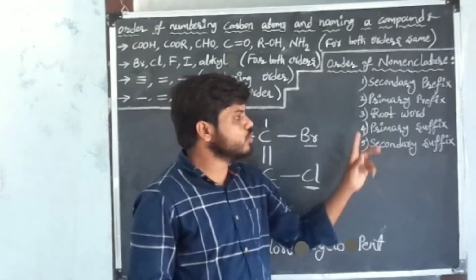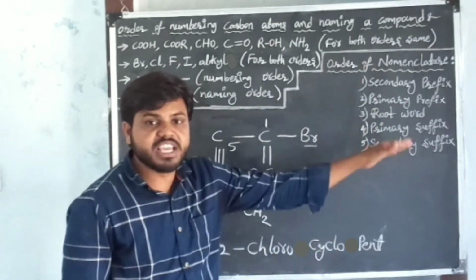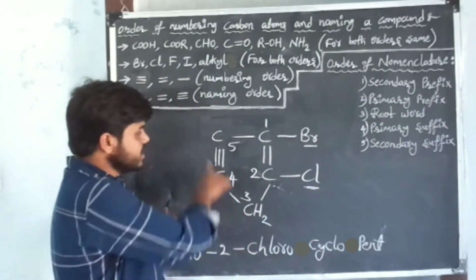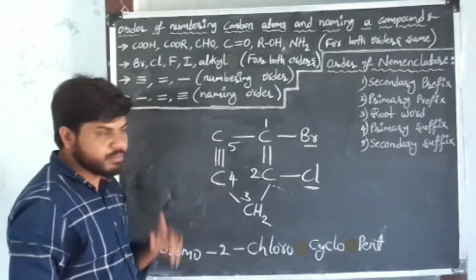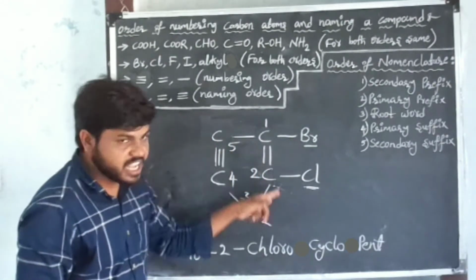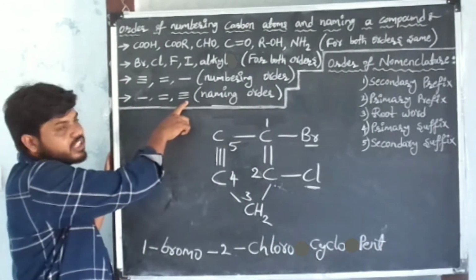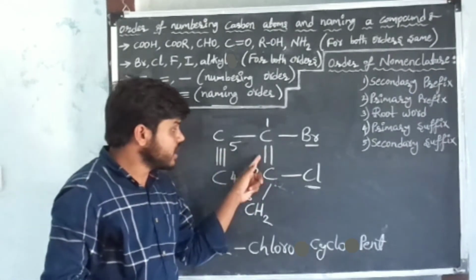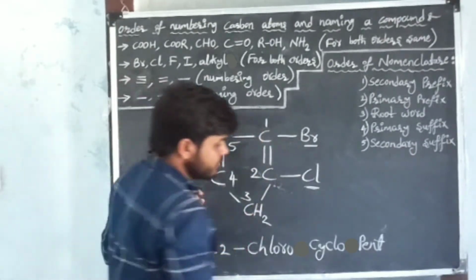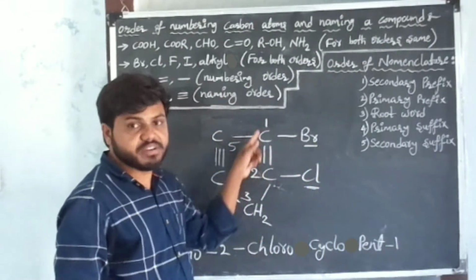After writing the root word, go to the primary suffix. Here the primary suffixes are single bonds, double bonds, triple bonds. See the compound: one double bond is there, one triple bond is there. When we write the naming of double bond and triple bond, first we give priority to double bond, then triple bond. The double bond position is 1. I have written the position of the double bond.